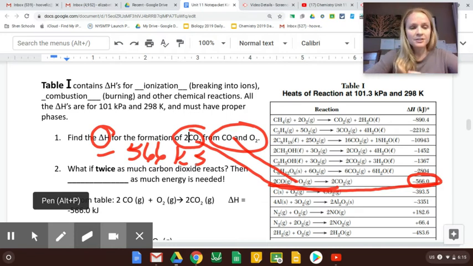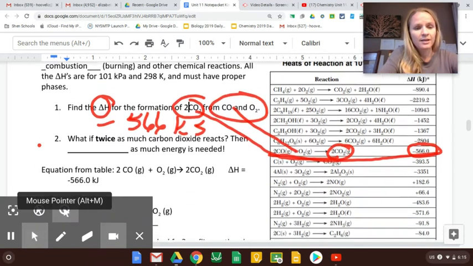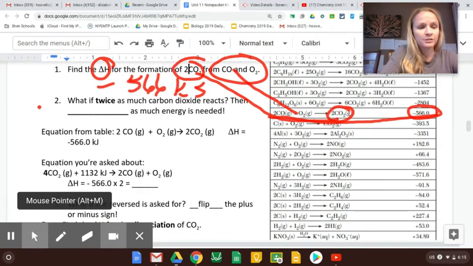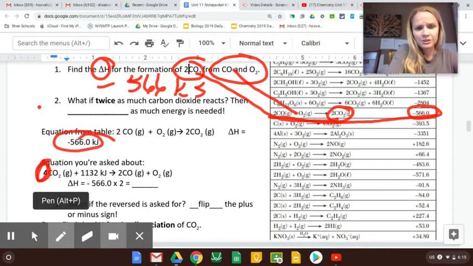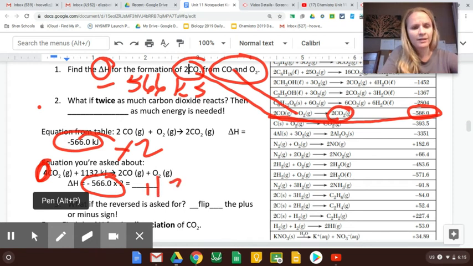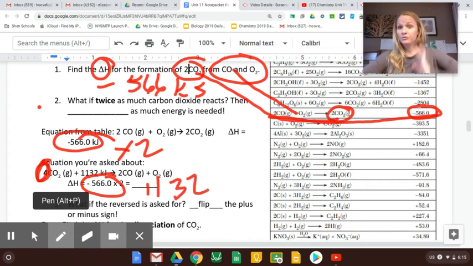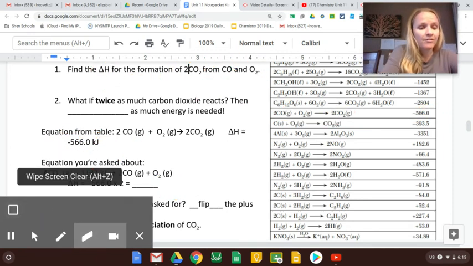All right. And then they might ask you something, well, what if you needed twice as much carbon dioxide? Instead of making 2 CO2s, what if I was trying to make 4 CO2s? Well, if I'm trying to make twice as many CO2s, it's going to take twice as much energy. So all I do is take that number and multiply it by 2. I think I get 1132 kilojoules. So that's one thing you might have to do, is double the number or halve it.